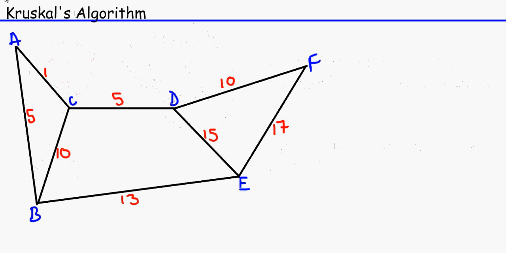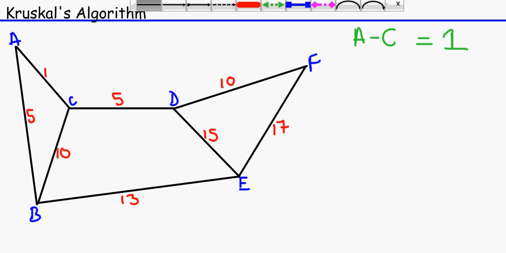So this is a random graph that I just made, and we're going to apply Kruskal's algorithm. So first of all, we need to find out the line with the least weight on it. The least weight means the lowest number, basically, or the shortest distance, if you really want to say that. And it's AC, okay, because that's 1. So what you do, you write A to C equals 1.